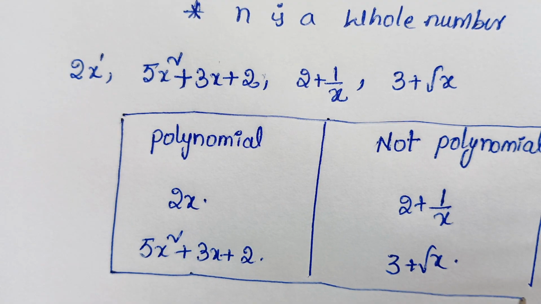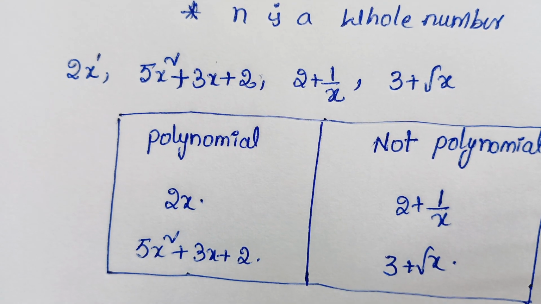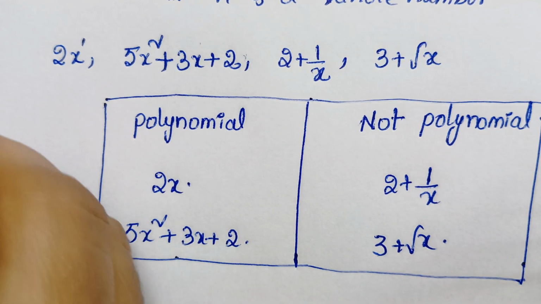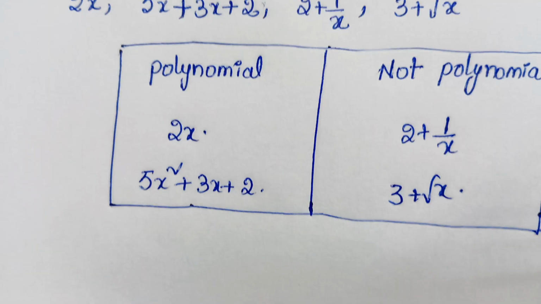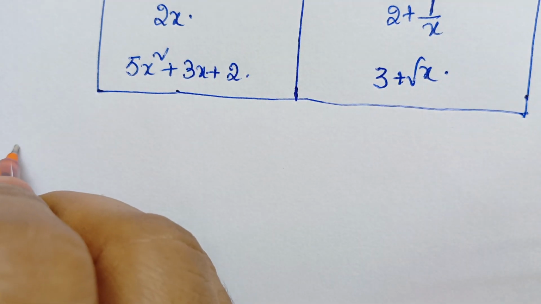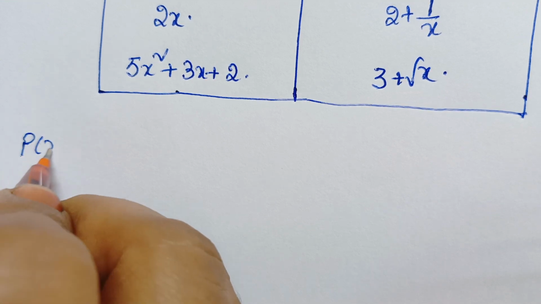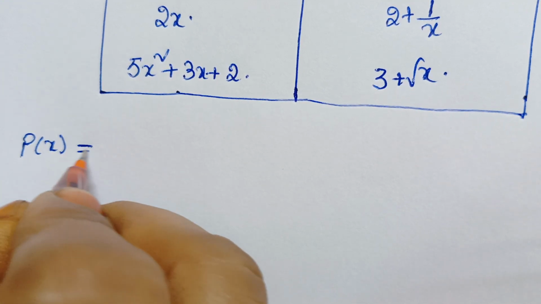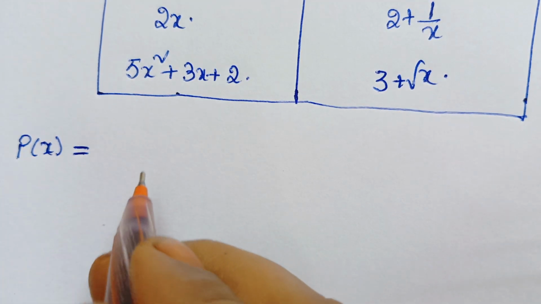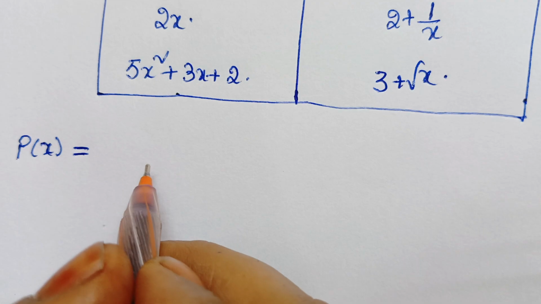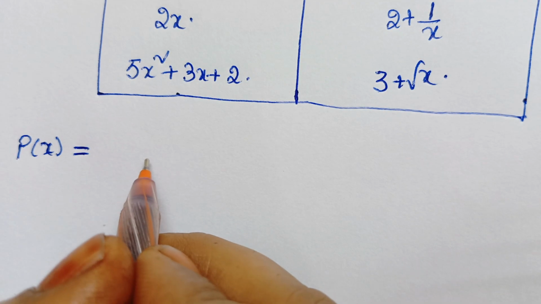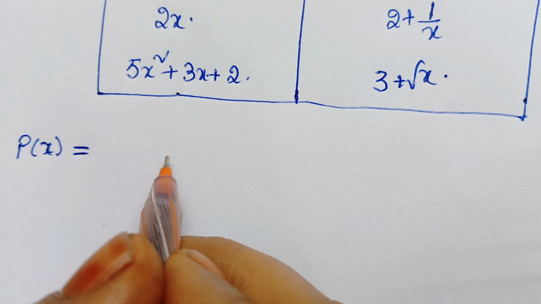Until this, over. The complete polynomial structure I am writing here. Just look at here: what is a polynomial, what is not a polynomial. Next, here the polynomial p of x I am writing: the complete polynomial structure. Each term is in the form of a times x power n, where a is a real number, x is a variable, and n is from the whole number set.